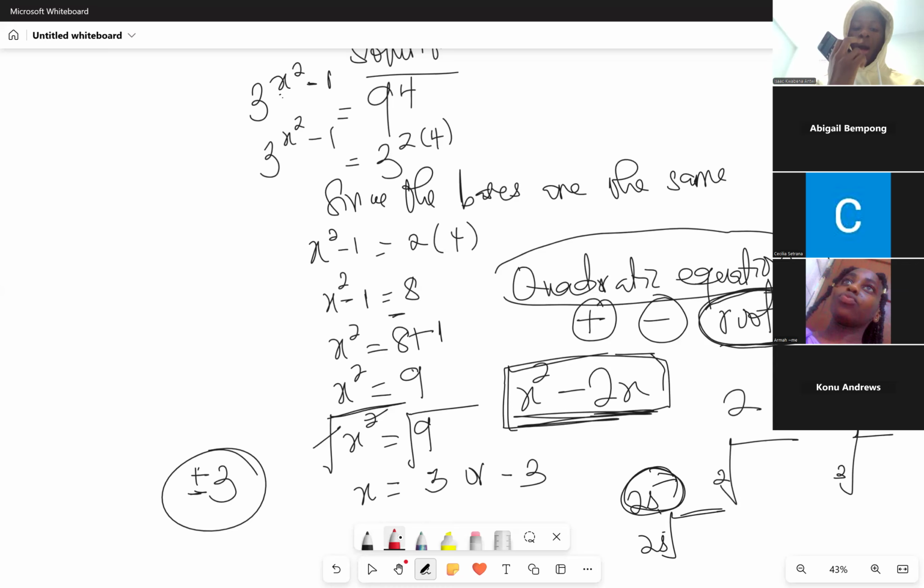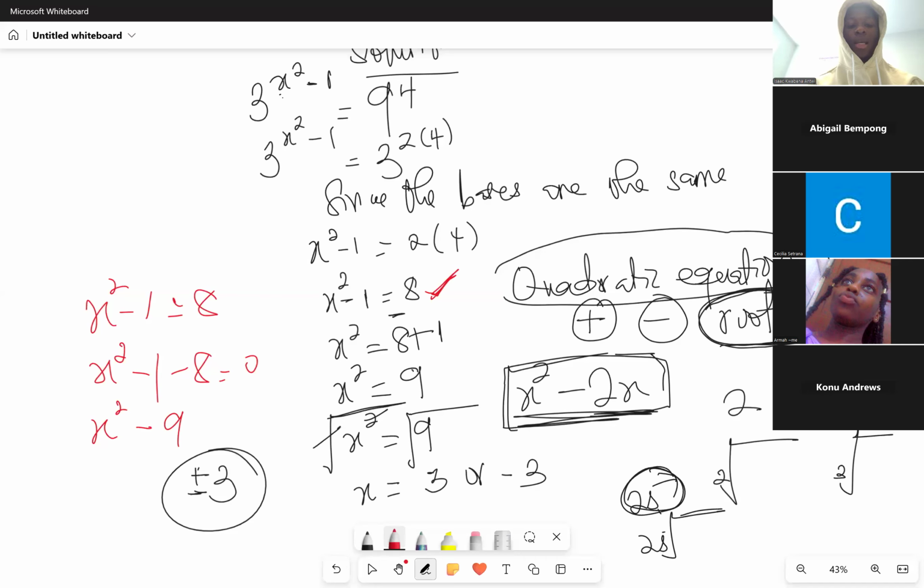Yeah, check the screen from here. Can you see? So at this point, it was x squared minus 1 equals 8. You can rearrange it like that. So it will be x squared minus 1, bring the 8 there, so that will be minus 8 equals 0. x squared minus 1 minus 8 is minus 9 equals 0. Now come and put it on the calculator.